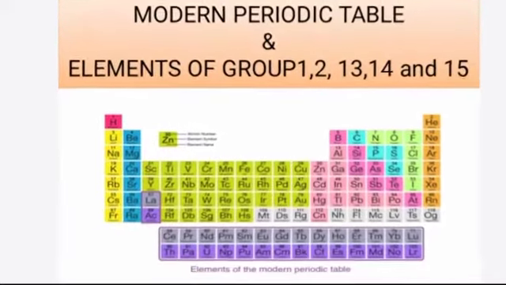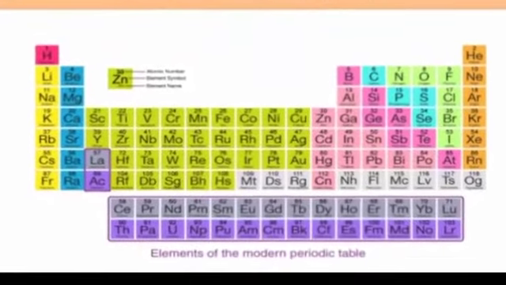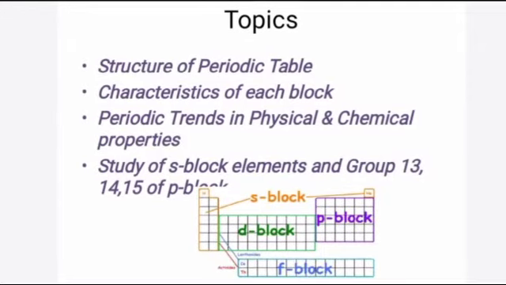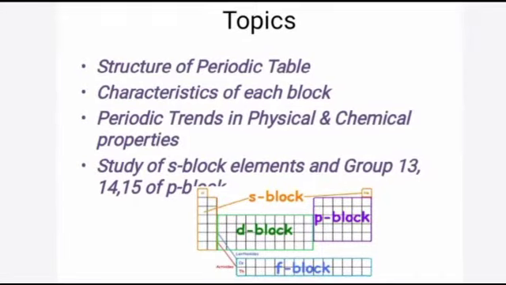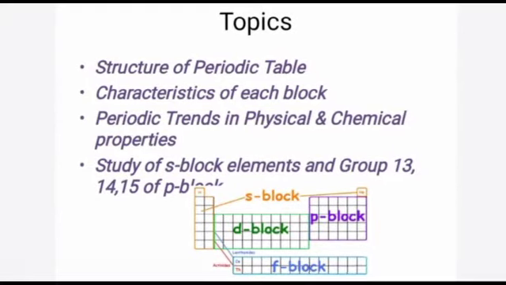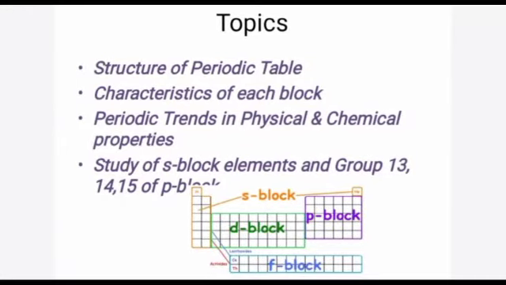Next you have modern periodic table and study of elements of group 1, 2, 13, 14 and 15. So structure of periodic table will be included here with characteristics of each block and periodic trends in physical and chemical properties and detailed study of elements of group 1, 2, 13, 14 and 15.